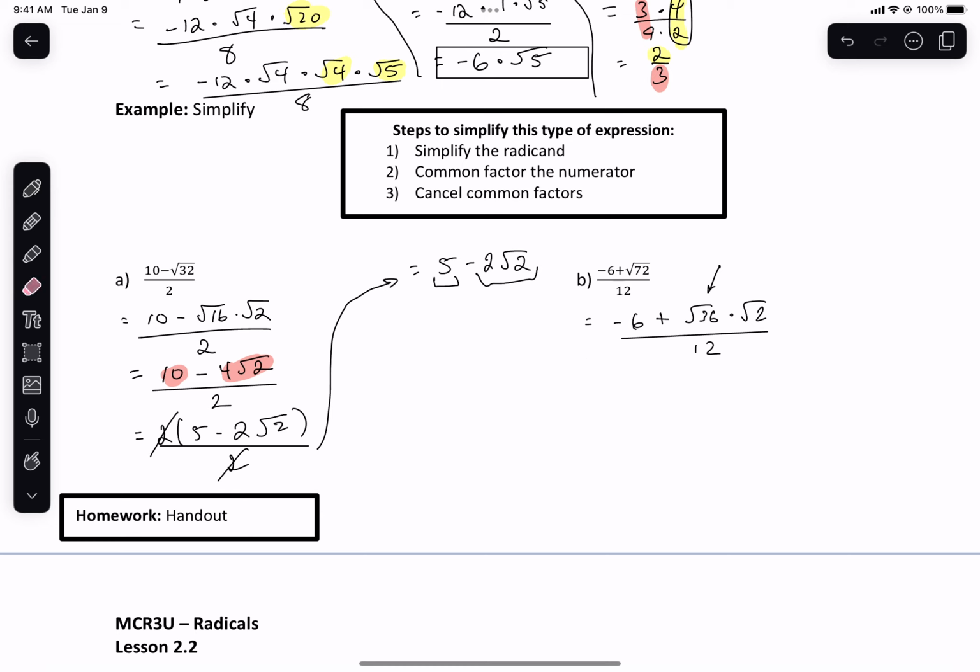Okay, so we get -6 plus 6 root 2 divided by 12. What's in common? Yeah, or even, I don't like the leading thing being negative either, but I don't think it matters too much. So we can pull out a 6 if you want it. I just don't like that, but it doesn't make a difference.